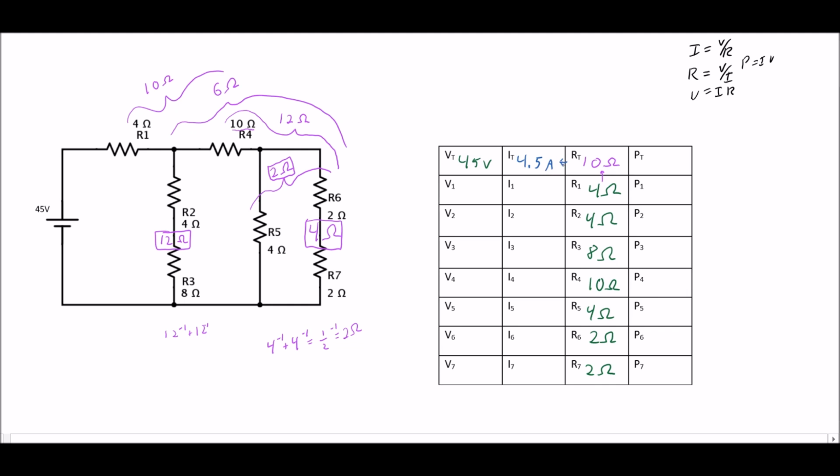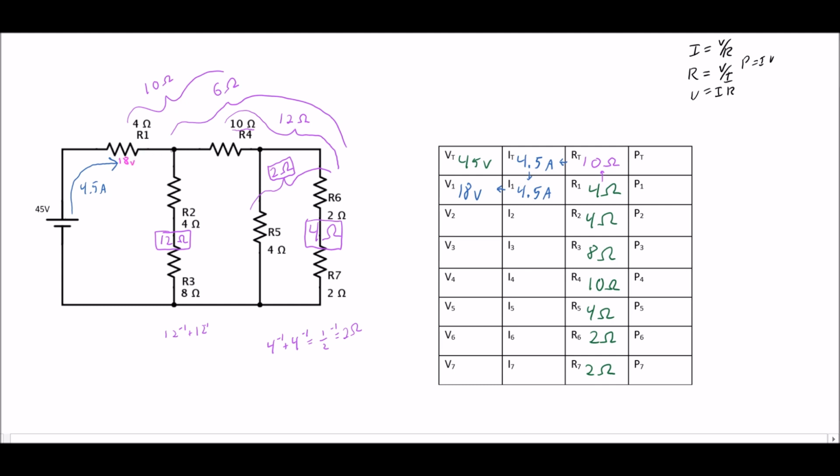Now, once I realized we have 4.5 amps coming out of the battery, well, then I know that that 4.5 amps is also going through this first resistor. And so because I know that, I'm just going to write that right here. And that allows us to solve for our voltage for our first resistor. So voltage is I times R, so 4.5 times 4 gives us 18 volts. So we now know that this resistor right here is 18 volts.